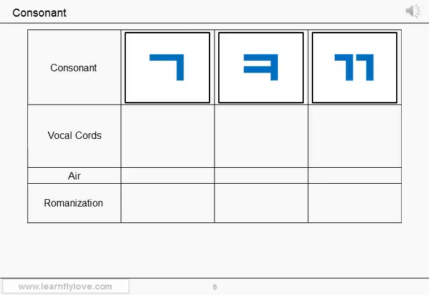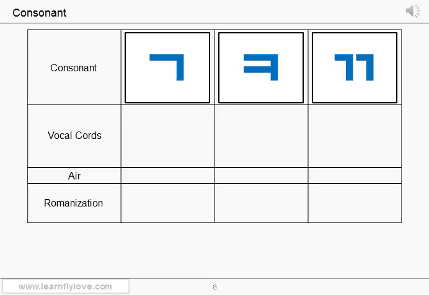Let's learn about the difference between consonants then. Please look at these three consonants. Let's hear the sound of each first. The first consonant is G. The second consonant is K. And the last consonant is G. A lot of foreigners don't understand the difference between these three types of consonants in Hangul. We'll tell you why and tell you how to distinguish between them.